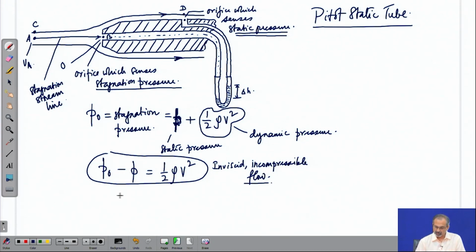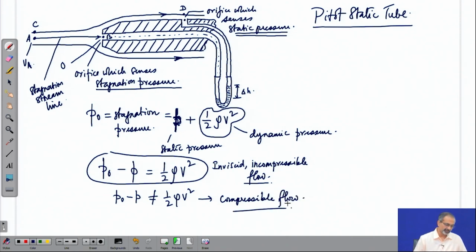It does not hold good for compressible flows. Even if you assume it to be inviscid, it will not work for compressible flows. This is a very, very important point that one has to keep in mind.